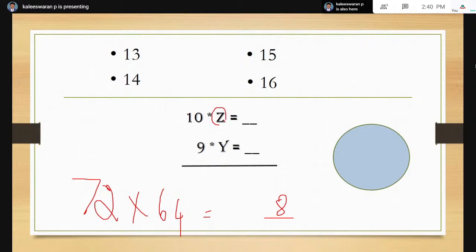Here z may be any number. The equation is 10z plus 9y. Z may be 1 or 2 or 3, any number. This answer ends with 0. This is the first step. Z may be any number, the answer ends with 0.